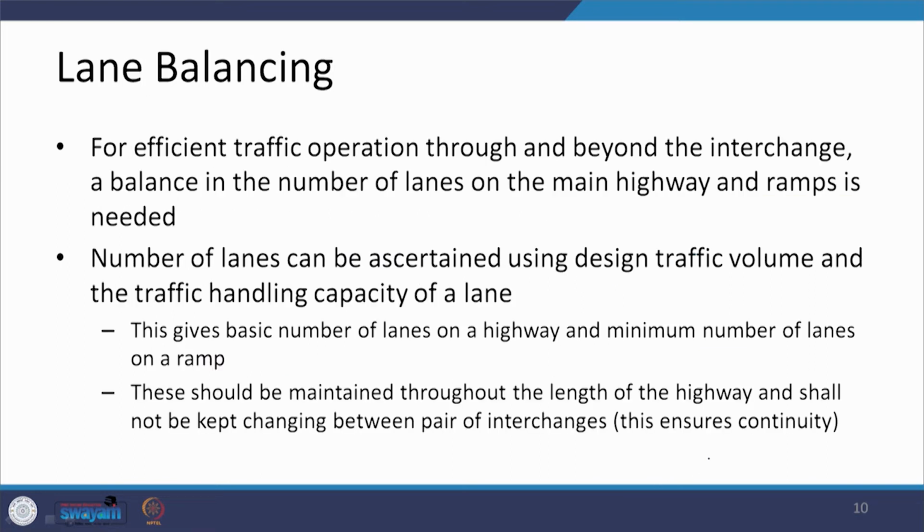Now, when we are providing these number of lanes on the main highway and we are also providing lanes on the ramps, then some amount of balancing is being done, and that is what is defined as lane balancing. This lane balancing is done so as to have a continuous, smooth, efficient movement of the traffic, and that has to be ensured with respect to the merging or diverging sections, upstream or downstream of those merging and diverging sections.